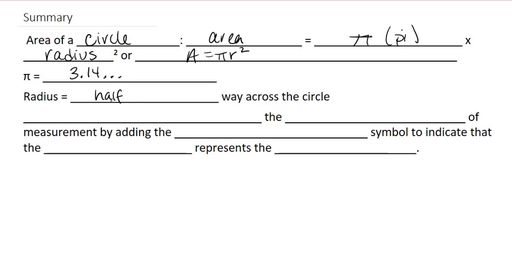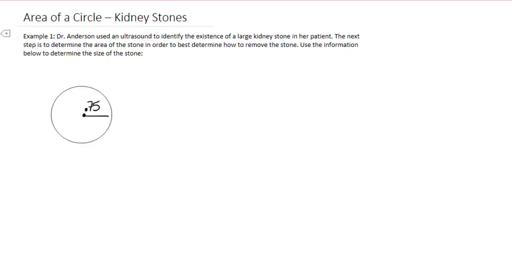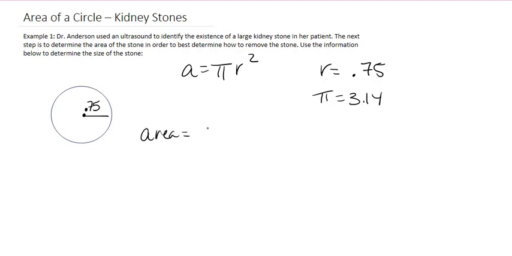And so now that we have our formula, let's go back to our problem and see if we can calculate it. So we have area equals pi r squared. Now our r here is shown as 0.75 and our pi is 3.14. So area equals 3.14 times 0.75 squared. So let's go to our calculator.